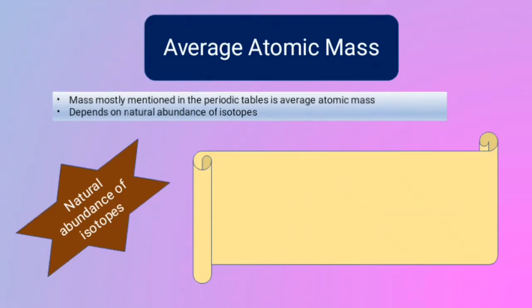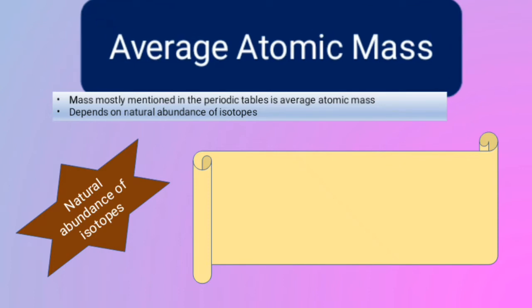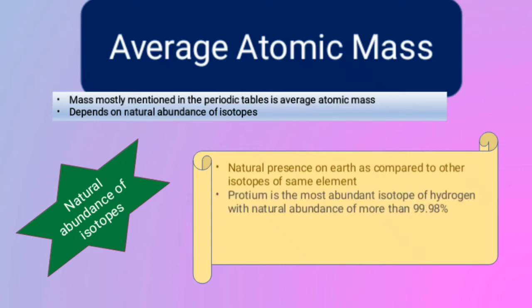Now, as it is clear what atomic mass is on different scales and what its significance is, we will move towards average atomic mass. This is the mass mostly mentioned in the periodic tables. Before heading towards this term, I will first introduce you to the relative abundance. Different isotopes have different relative abundances, which means that some isotopes are more naturally abundant on Earth than others.